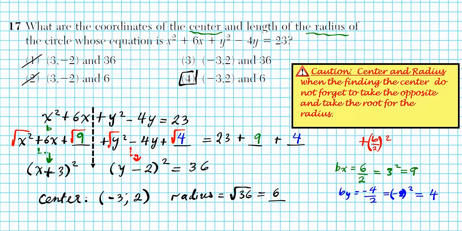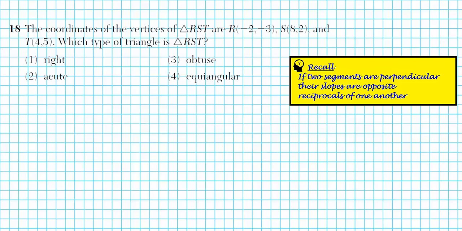Okay, let's take a look at number 18. It says the coordinates of the vertices of triangle RST are -2, -3 for R, 8, 2 for S, and 4, 5 for T. Which type of triangle is triangle RST? Now, let's go ahead and sketch this triangle since we're provided with the coordinates, and it will give us a general idea as to what kind of triangle it is. Then we can verify with the tools of geometry what it is with precision.